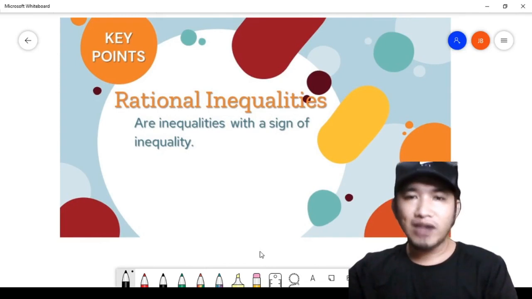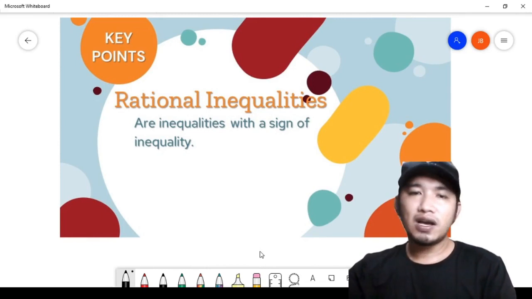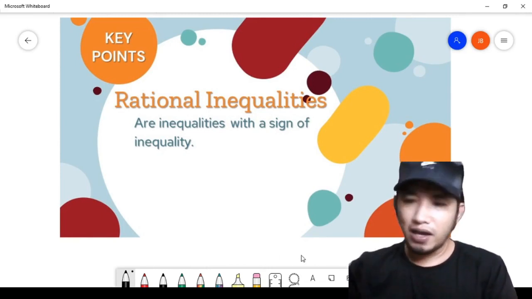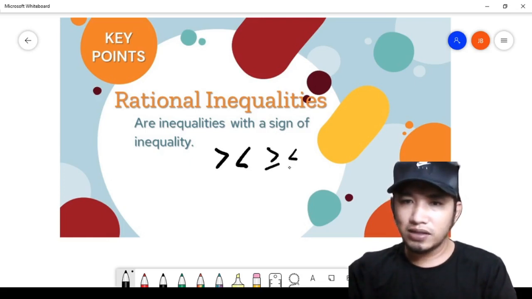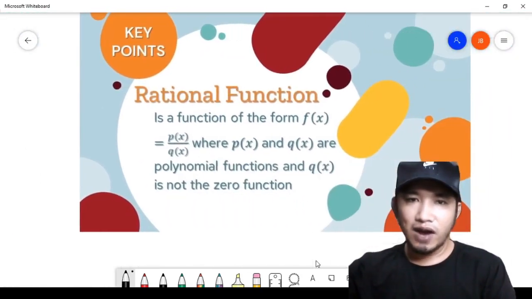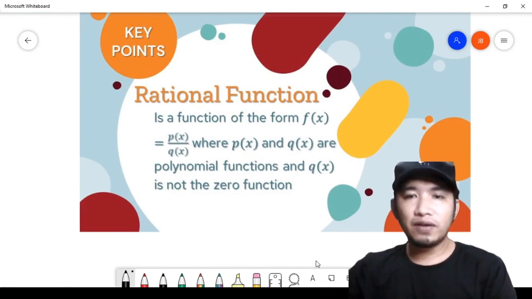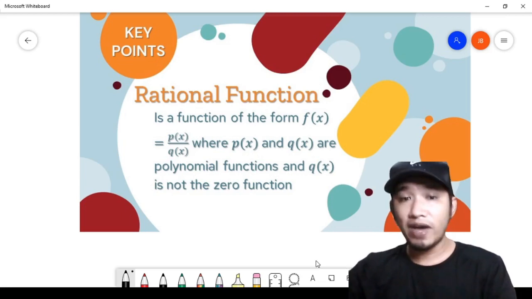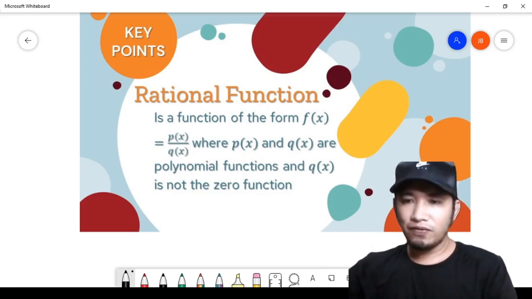Okay, and then, rational inequalities are inequalities with the sign of inequality. And those are the greater than, less than, greater than or equal to, less than or equal to. Okay? And then rational function is a function of the form f of x is equal to p of x all over q of x, wherein your p of x and your q of x are polynomial functions and the q of x is not the zero function.